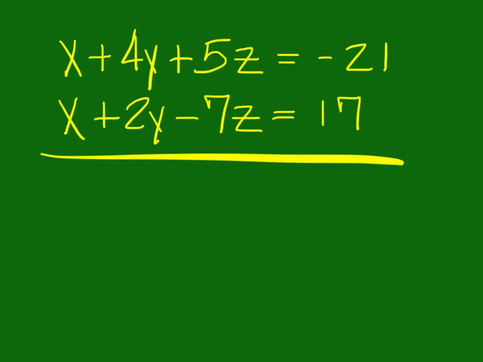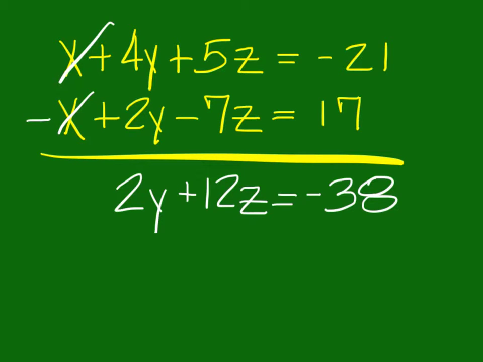No, we already have the x's that are the same out there. They both have a 1 in front, even though it's not written. And since those are both positive, the operation you have to do is subtraction on these. When you subtract those top 2 equations, you should come out with 2y plus 12z equals a negative 38.